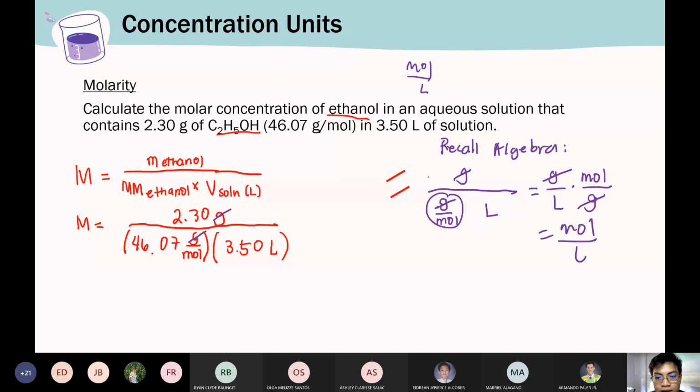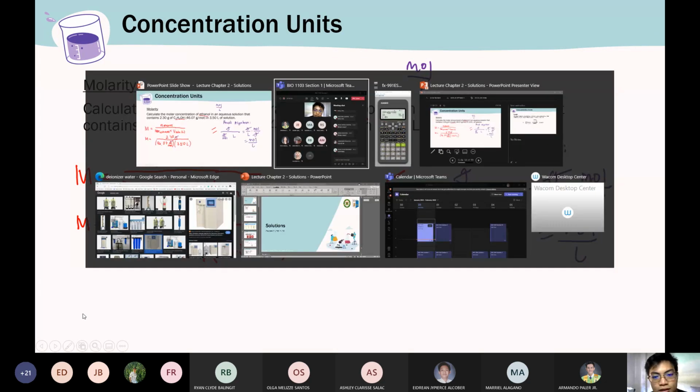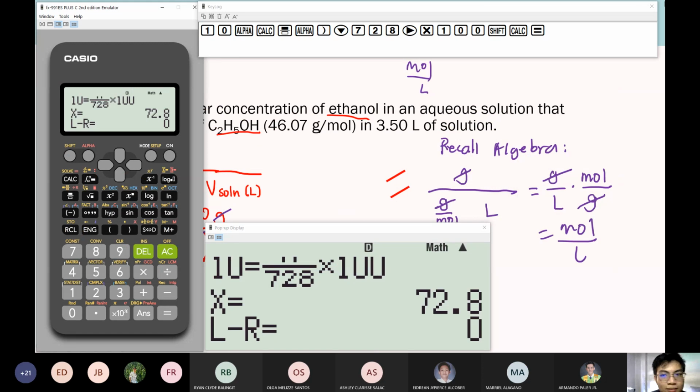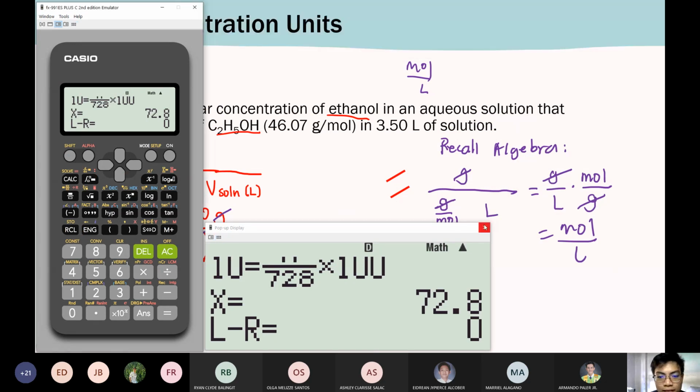Ito nire-reiterate ko to. Kung alam nyo na to, that's better. Kung hindi, you need to recall this. Because eventually, malala na yung math natin. So that's why I want you to really recall the mathematics na. Pag hindi nyo na-recall yan, mahihirapan din kayo. Okay? So the molarity is, gaya na ng sinabi ng classmates nyo, at pindutin muna natin para lang makita natin.